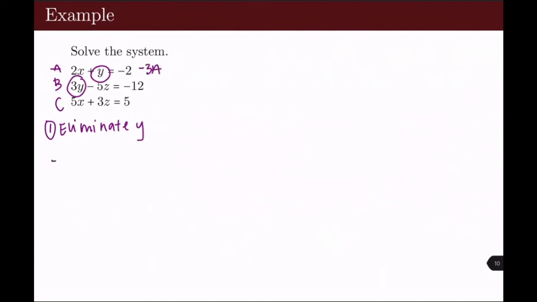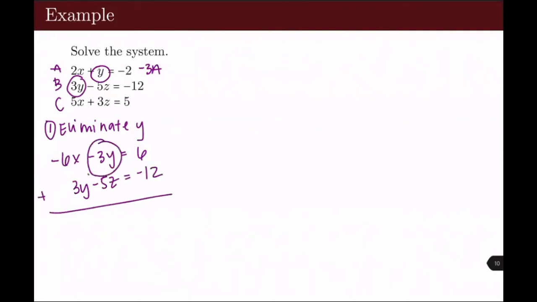So that means I need to multiply equation A by negative 3. So we'll have negative 6x minus 3y equals 6. And then we'll have just the other equation is 3y minus 5z equals negative 12. And I'm adding these together. So you see I have negative 3y and 3y, those cancel. And left over I have negative 6x minus 5z equals negative 6. And we're calling this, again, equation D.